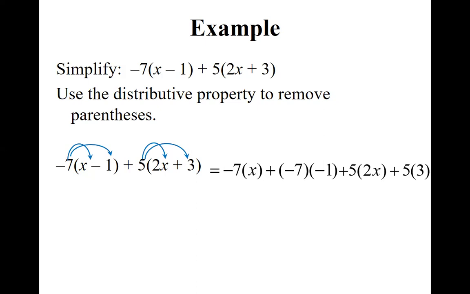Now we have some things we can simplify. Negative 7 times x is negative 7x. Negative 7 times negative 1 is positive 7. Plus positive 7 is just plus 7. Positive 5 times 2x, that's a positive 10x, so plus 10x. Positive 5 times 3, that's positive 15, that's plus 15. We have some like terms. Negative 7x's plus 10x's is 3x's. And then positive 7 plus 15 is positive 22, plus 22.